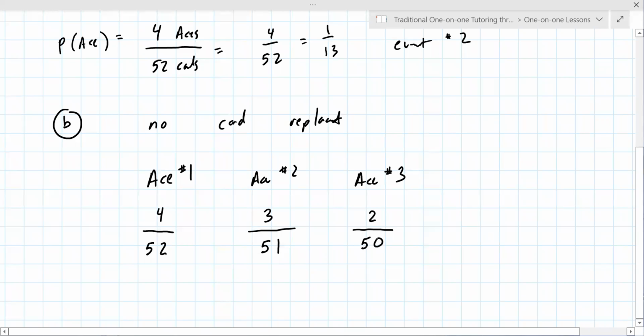So you can think of it as the probability of drawing an ace and an ace and an ace. And in general, not always true, but in general, and means to multiply. So this result here is what they're looking for in part B.